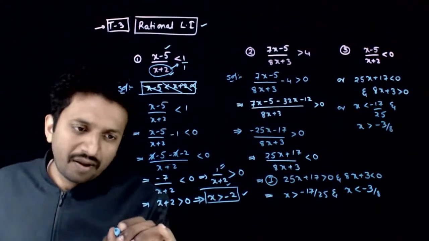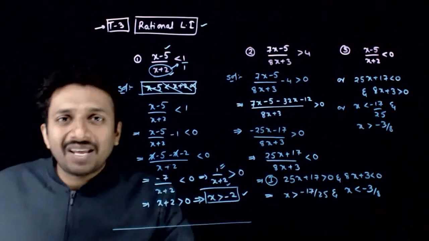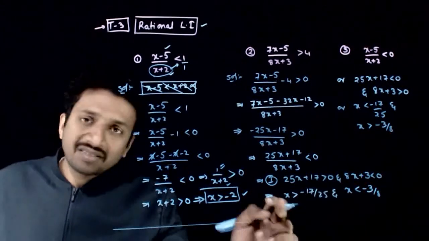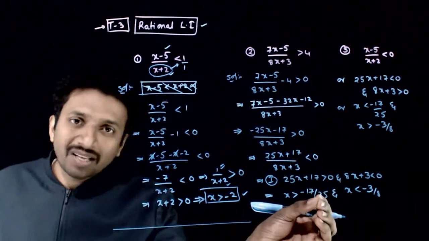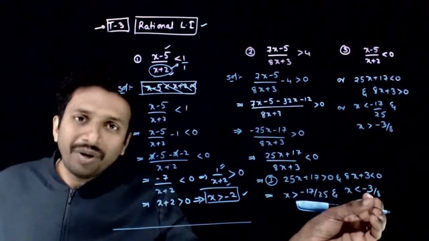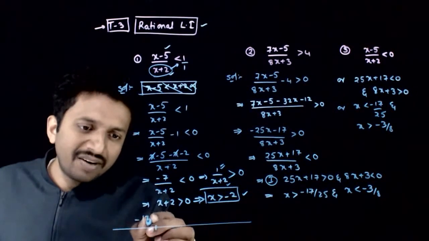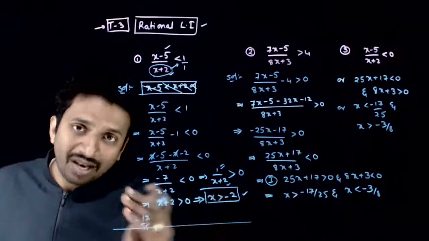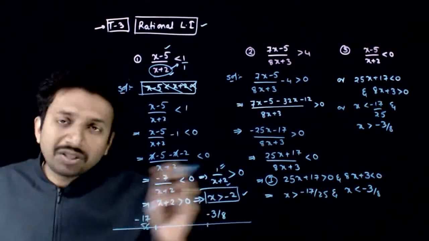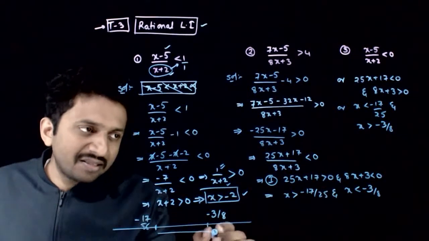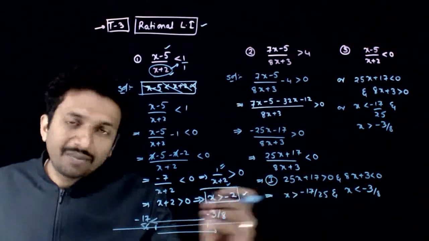So what is the first solution? X is greater than minus 17 by 25 and x is less than minus 3 by 8. So which of these is smaller? Minus 17 by 25 is something like 0.6 something, and this is 0.4 something. So minus 17 by 25 lies on the left side and minus 3 by 8 lies here. So the first solution says that it's greater than minus 17 by 25, less than minus 3 by 8.